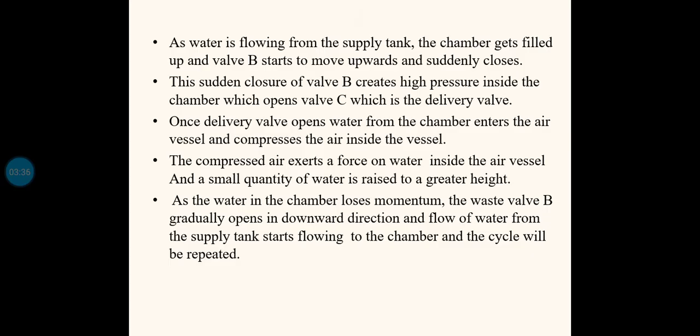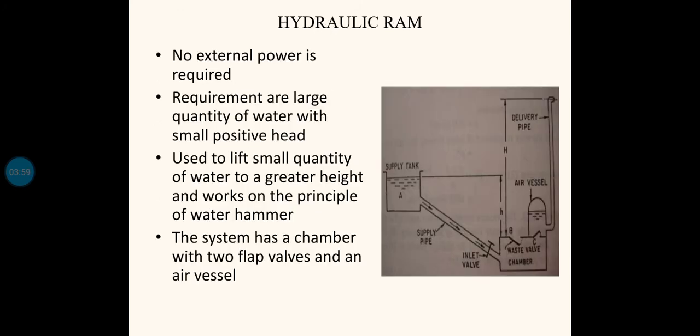So that sudden closure of the valve B creates a high pressure inside the chamber. This is what is known as the water hammer. If a valve is closed suddenly, there will be a high pressure generated. So this sudden closure of the valve B creates high pressure inside the chamber, which opens the valve C. So this high pressure causes the opening of the valve C, which is the delivery valve. Once the valve C is opened, the water from the chamber, due to that high pressure, will be entering into the air vessel.